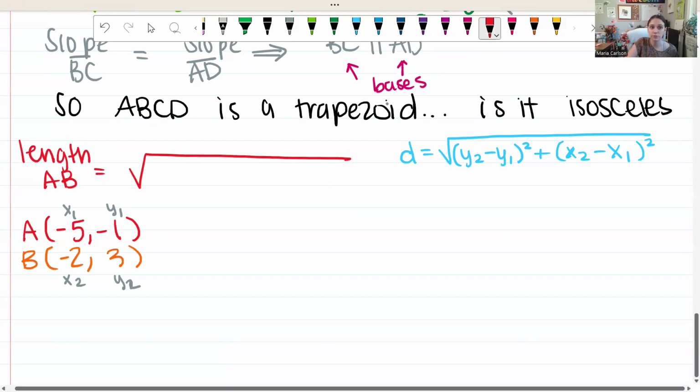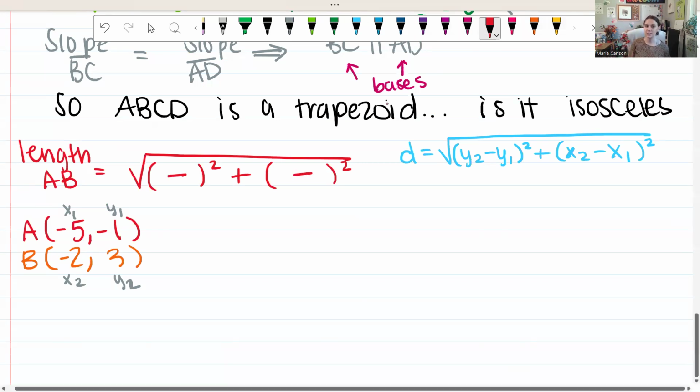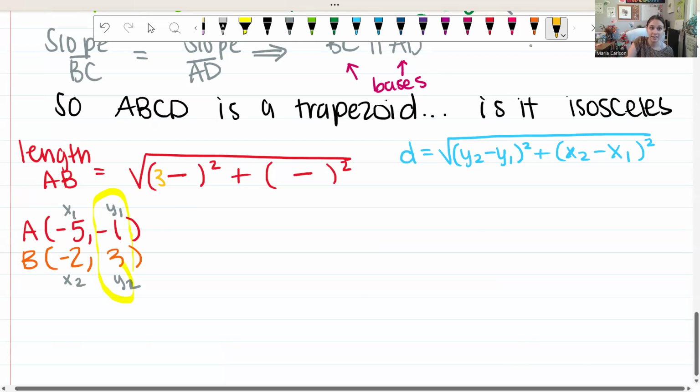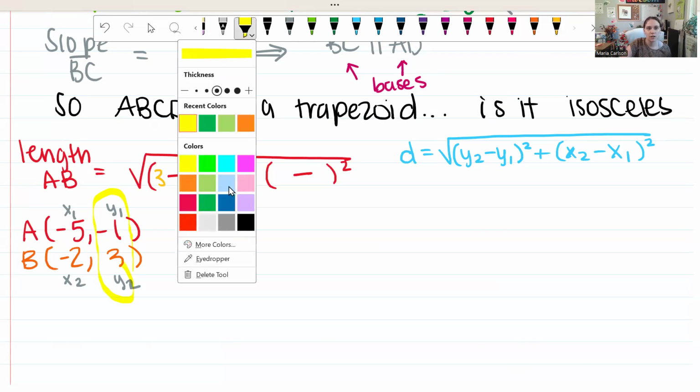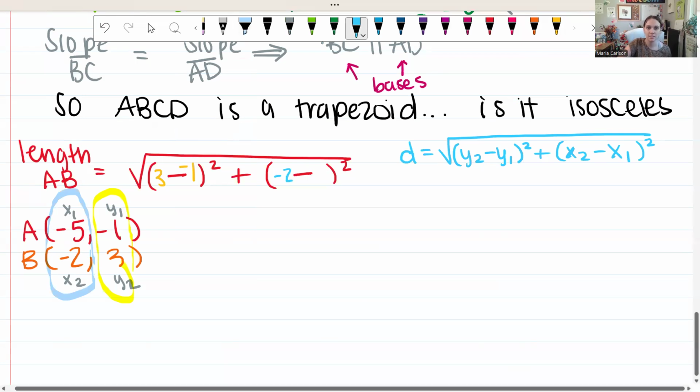So we're going to have this square root with these two sets of parentheses being squared, and they are added, right? Both sets are being squared, with a plus sign in between the two of them. And then inside, you have these differences. So we'll start by subtracting our y values: y2 minus y1, which is 3 minus -1. Now that's kind of awkward looking. And then we subtract our x values: x2 minus x1, which would be -2 minus -5.